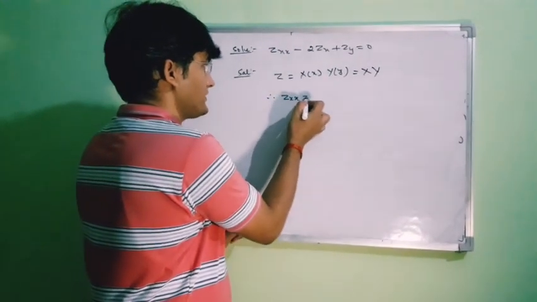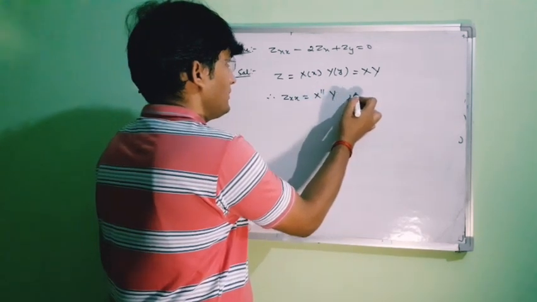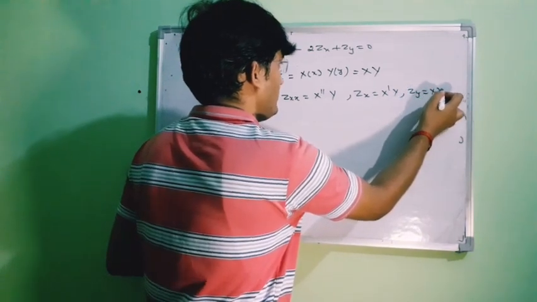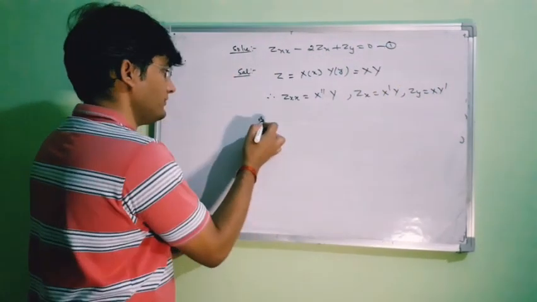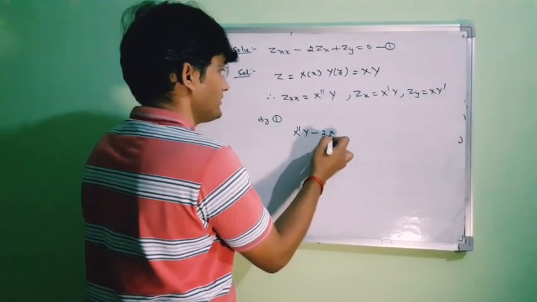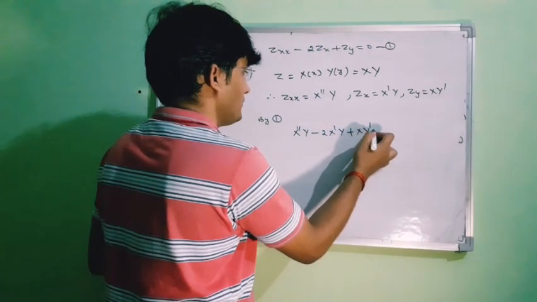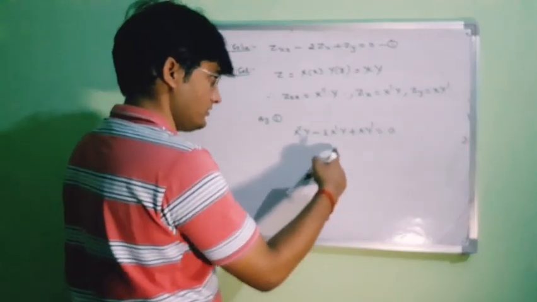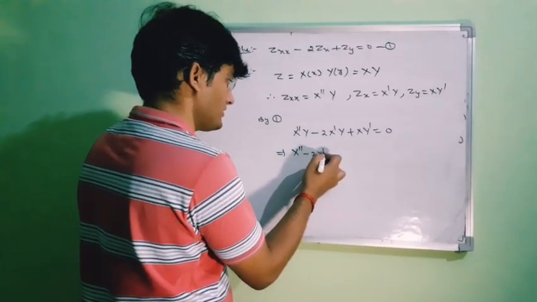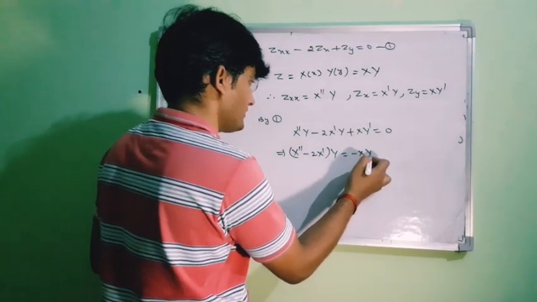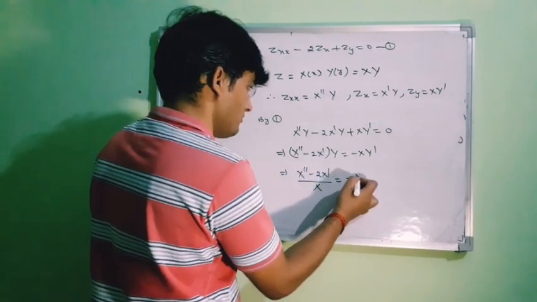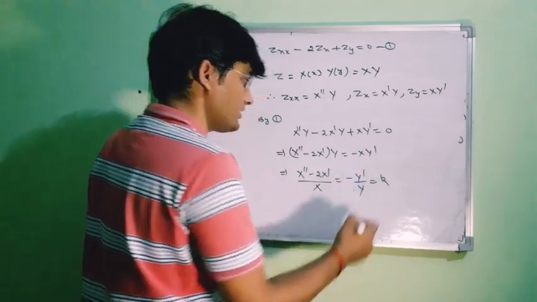Therefore your z_xx will be X double dash into Y, and z_x will be X dash Y, and z_y will be X Y dash. So by 1 we have X double dash Y minus 2 X dash Y plus X Y dash equal to 0. From here you can see that our Y is common, so we will have X double dash minus 2X dash into Y equal to minus X Y dash. That means (X double dash minus 2X dash) upon X equal to minus Y dash upon Y, and say their common value is k.